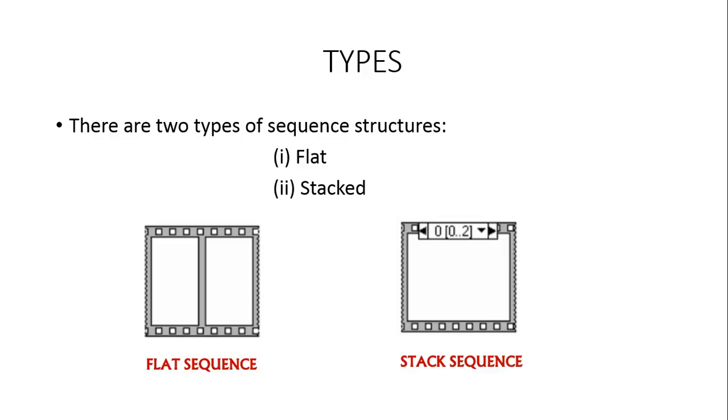There are two types of sequence structure: a flat sequence structure and a stacked sequence structure. The example for flat sequence structure is on the left-hand side of the screen, and the example for stacked sequence structure is here.